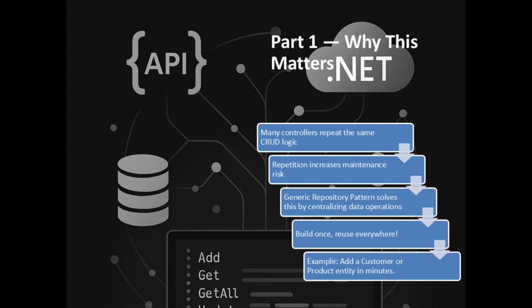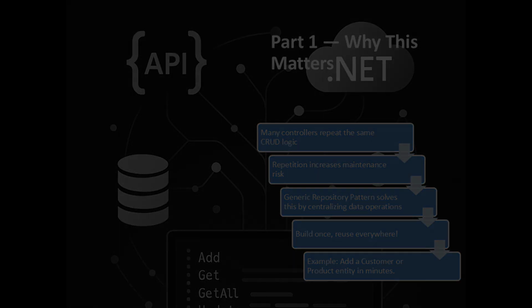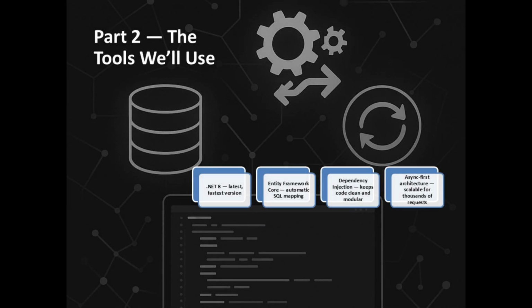Why this matters. Copy and paste code looks fast today but hurts tomorrow. 5 controllers with slightly different save logic create a maintenance nightmare. With a generic repository, you centralize everything. Need a change? Do it once, the whole app updates. Switch databases from SQL Server to Cosmos DB? No problem. Swap the repository class and controllers don't care. That's clean architecture.